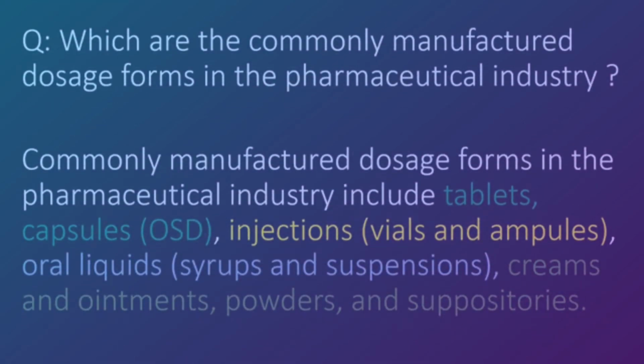Which are the commonly manufactured dosage forms in the pharmaceutical industry? Commonly manufactured dosage forms in the pharma industry includes tablets and capsules. These are oral solid dosage forms, injections which includes vials and ampoules, oral liquids which includes syrups and suspensions, creams and ointments, powders and suppositories are the other commonly manufactured dosage forms.